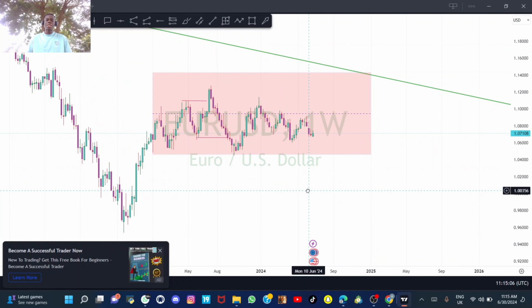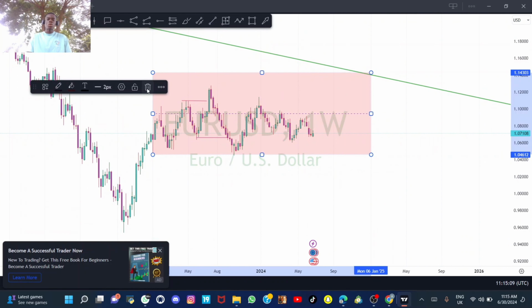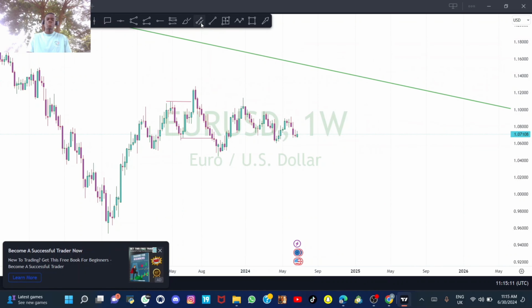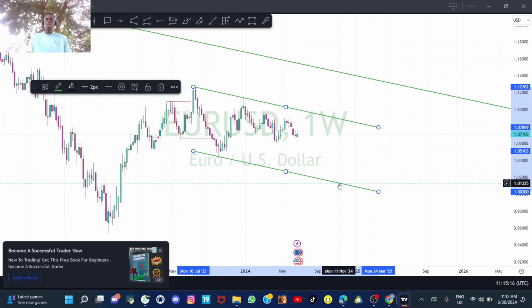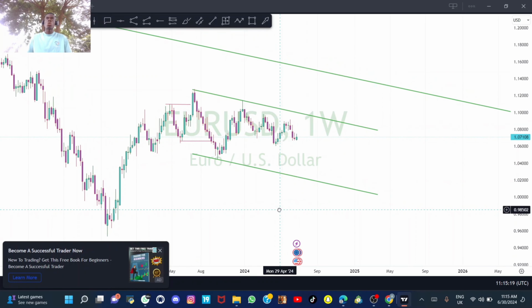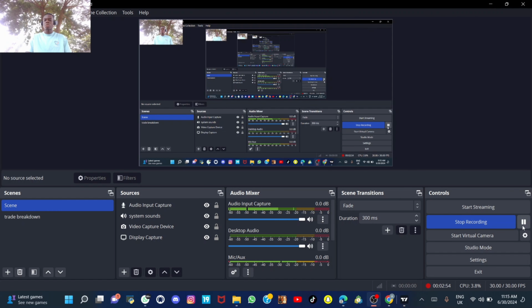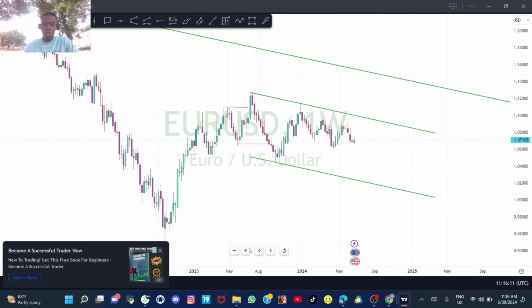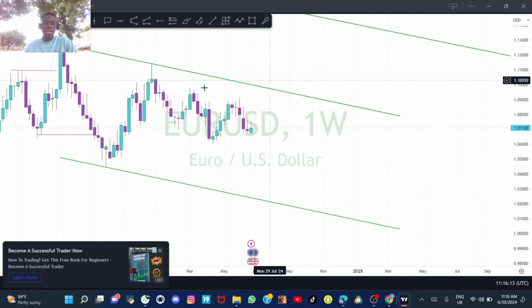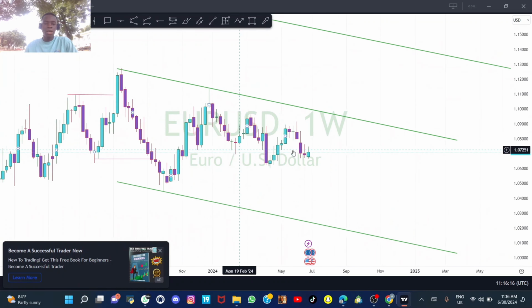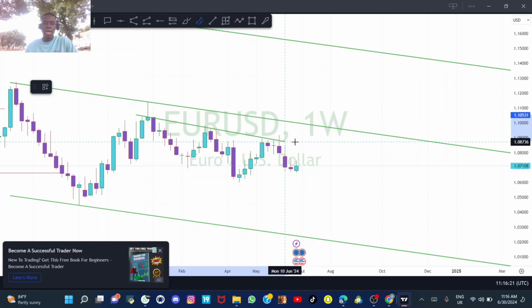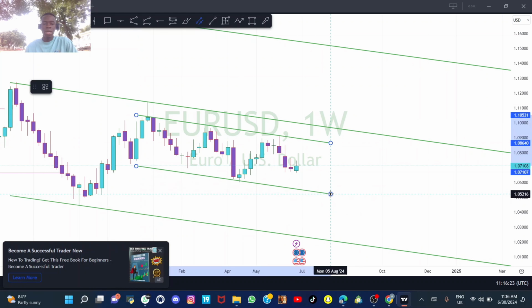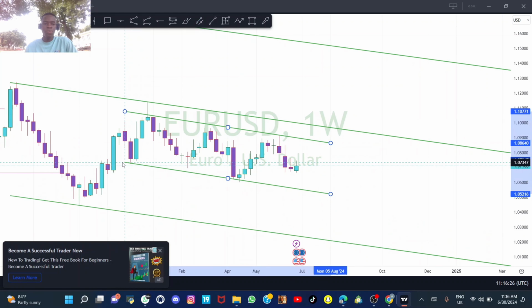That's not the only thing we can spot on the weekly time frame to give us further confluences and conviction. We have this nice downward channel forming also on Euro USD on the weekly time frame. If I zoom in a little bit, you can also see a very nice downward channel over here.